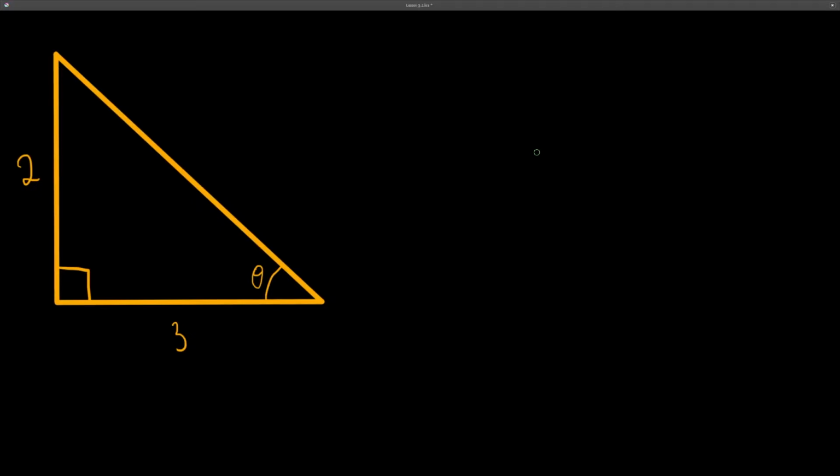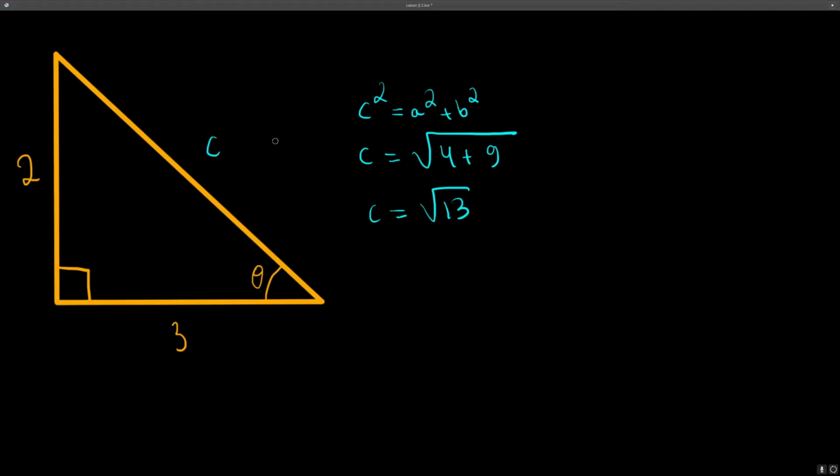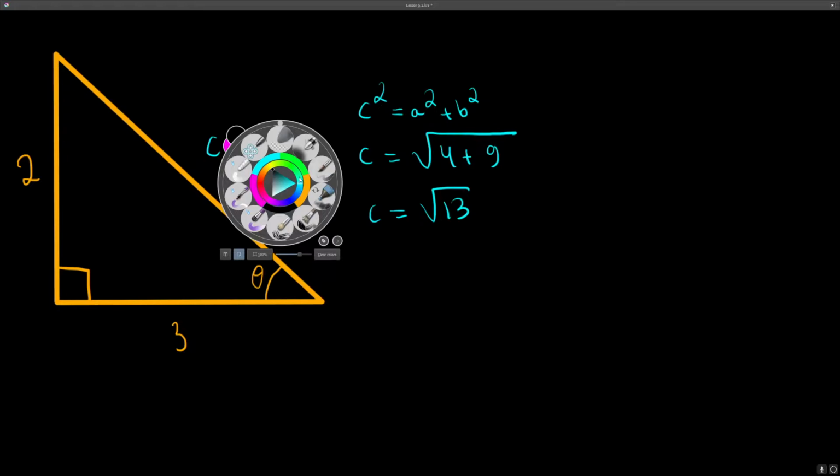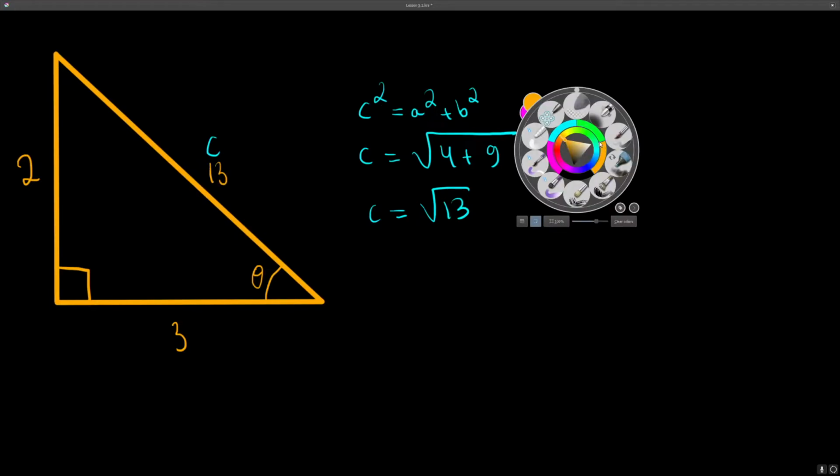Now with that said, let's begin with the examples. So for this first example here, we're going to start with the simple stuff and then we'll get into the harder stuff later. So for now, we have this right triangle. We have sides 2, 3, and the hypotenuse, we don't know. So we just use the Pythagorean theorem here. So c squared is equal to a squared plus b squared, so c is going to be equal to radical 4 plus 9, which is going to be equal to radical 13. So now that we know that the hypotenuse is radical 13, we can write it here.